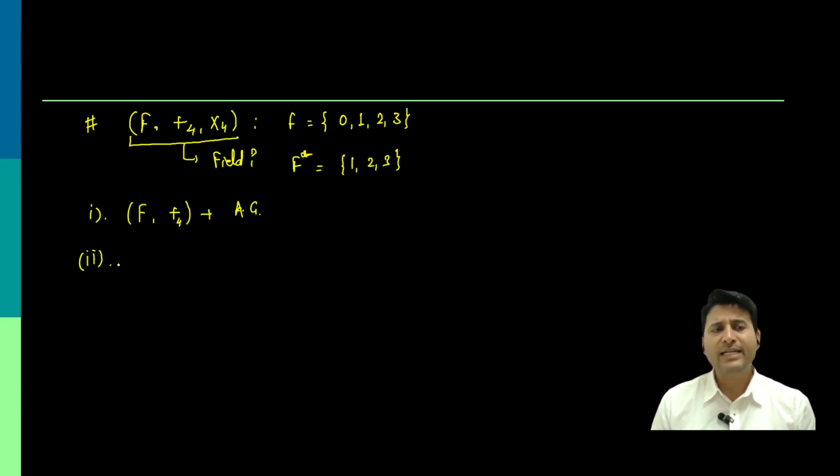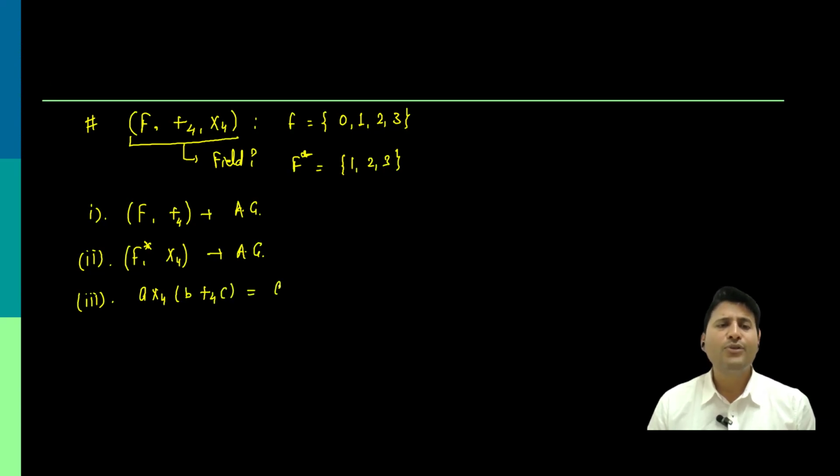Then we'll prove that this F star with respect to the second operation is also an abelian group. Then the last one, we are supposed to prove that the operation multiplication modulo 4 is distributive over addition modulo 4 from both the sides.